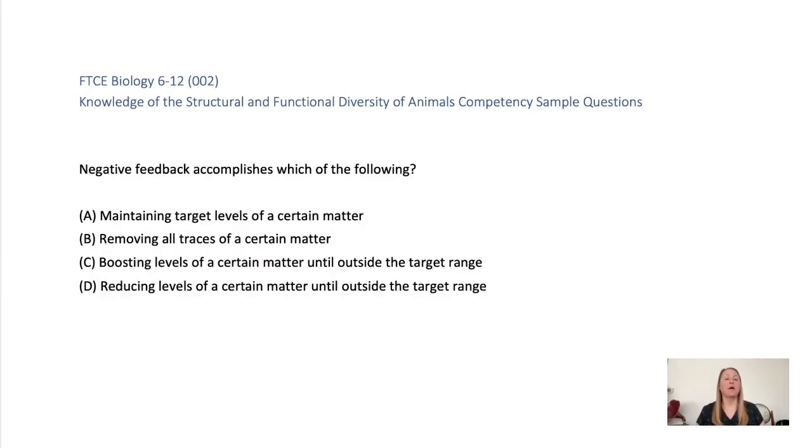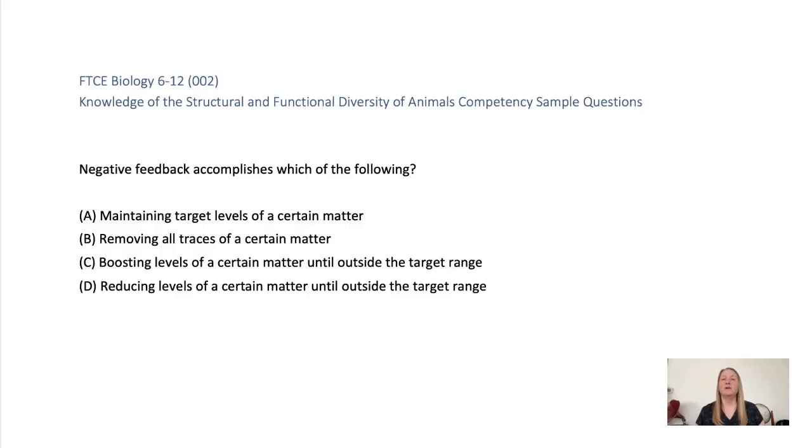Negative feedback accomplishes which of the following? A. Maintaining target levels of a certain matter. B. Removing all traces of a certain matter. C. Boosting levels of a certain matter until outside the target range. Or D. Reducing levels of a certain matter until outside the target range.